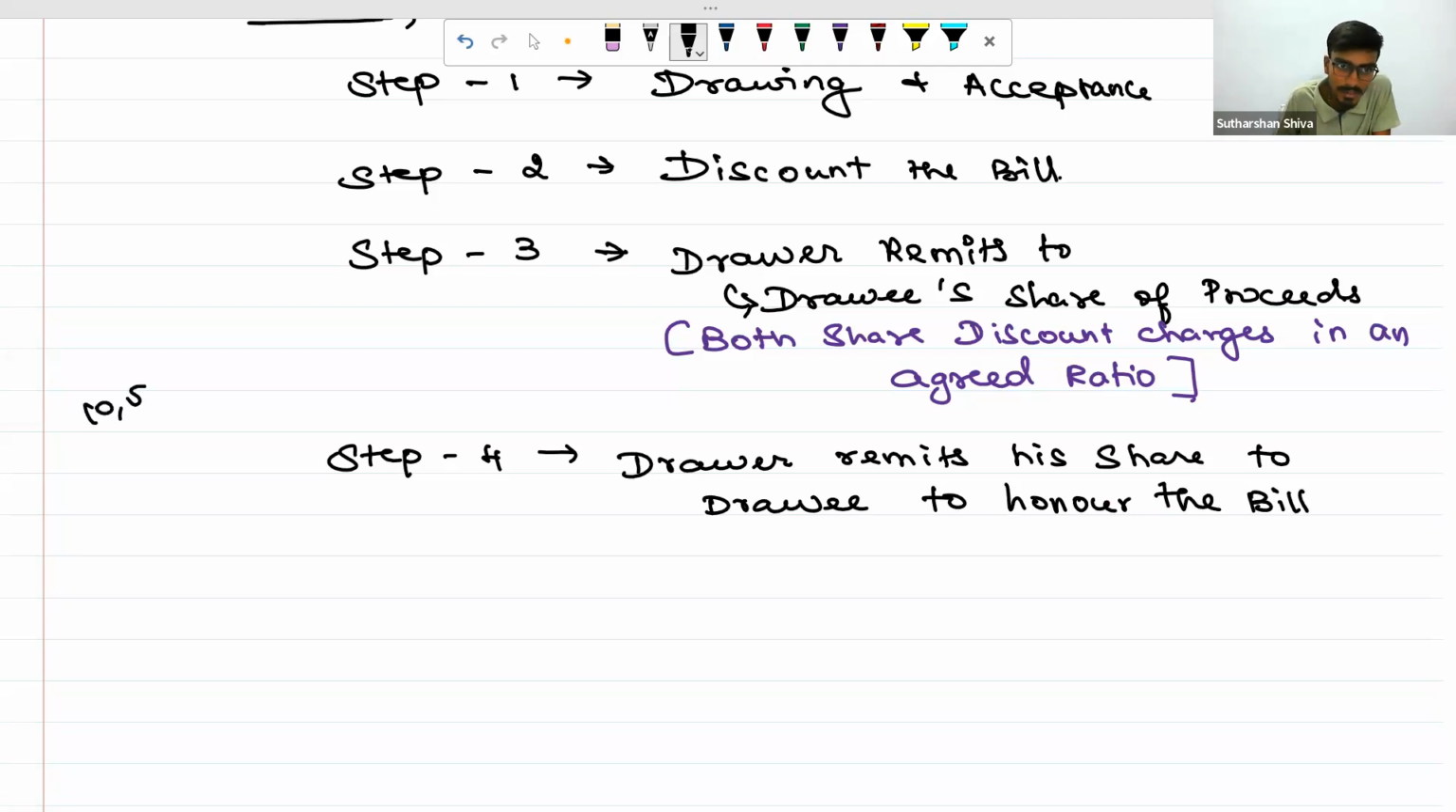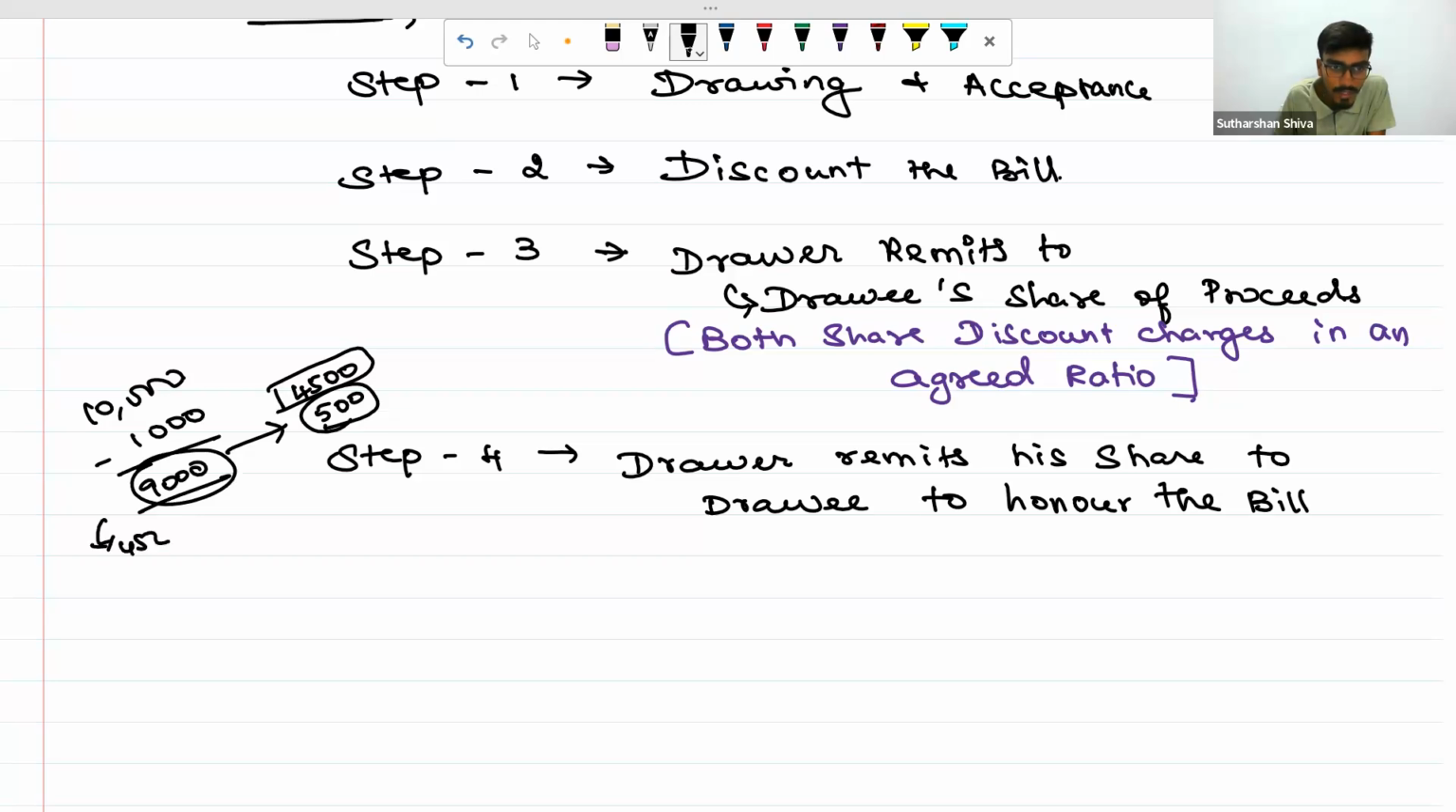Suppose the bill is 10,000 and he is discounting at 10%, so he gets 1,000 as discount and receives 9,000. From this 9,000, the drawer will remit an equal share. Let's assume it is equal: 4,500 along with 500 discount, which the drawee should bear. He will send 4,500 immediately on discounting. The remaining 4,500 will need to be sent to the drawee on the due date to honor the bill.